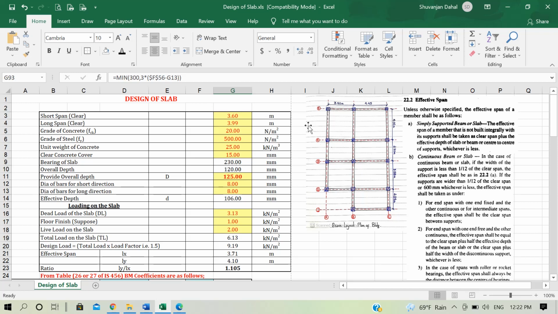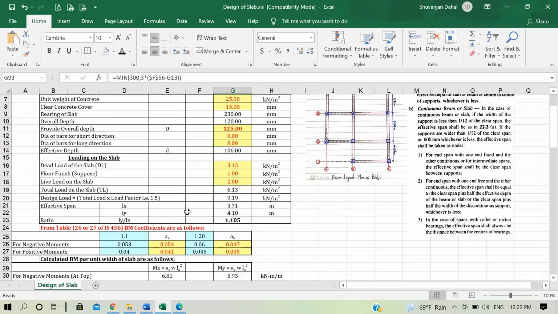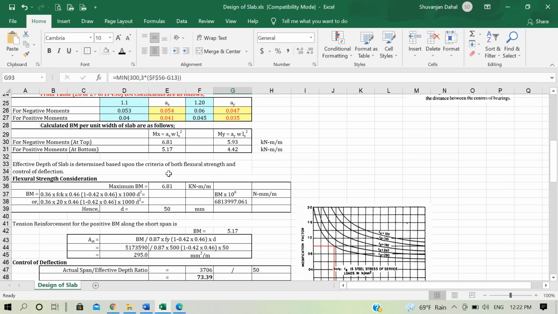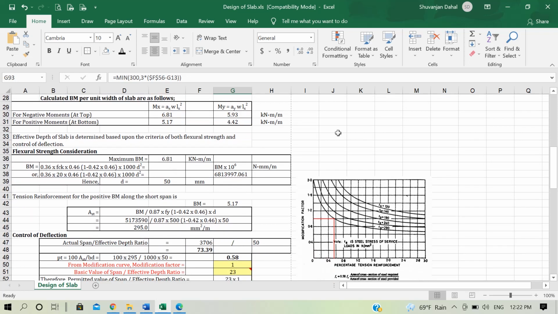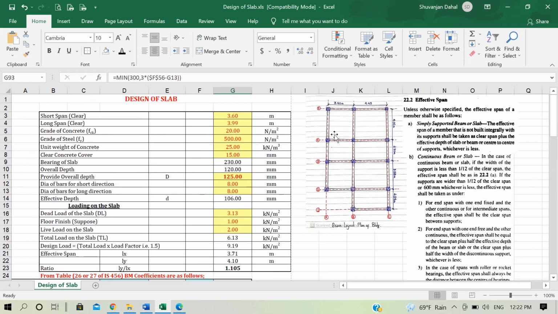If you remember, we followed two criteria for the design of the slab. One was the balanced section criteria, and another criteria was based on the deflection criteria. We will be doing the same in this design video also. We will look at it a little bit more in detail. So let's start with that.